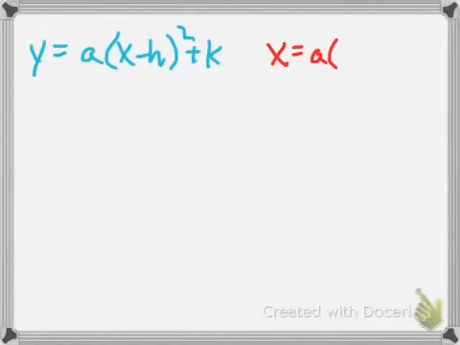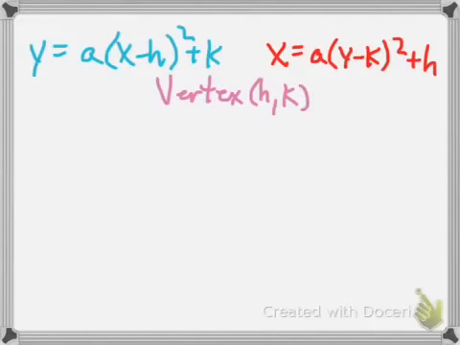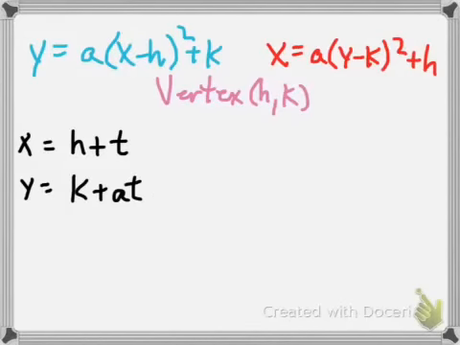Okay, so here we have the vertical parabola, y equals a times x minus h in parentheses squared plus k. And then we have a horizontal parabola, which is x equals a times y minus k in parentheses squared plus h. Remember, the vertex is h comma k. So for the y equals one, it's like we've always done it. For the x equals one, you want to be careful that you don't switch them because you'll get the problem wrong. If it's vertical, then my x equals is going to simply be h plus t. And my y equals is going to be k plus a t squared.